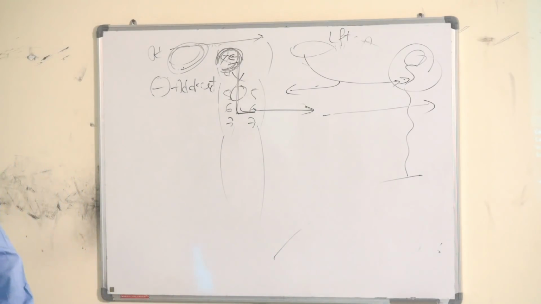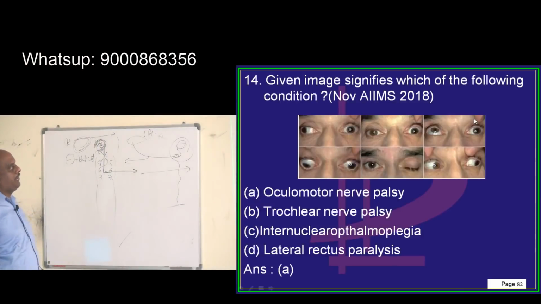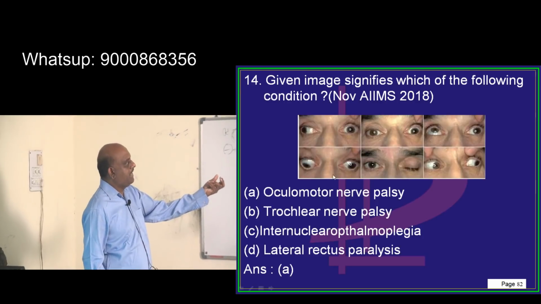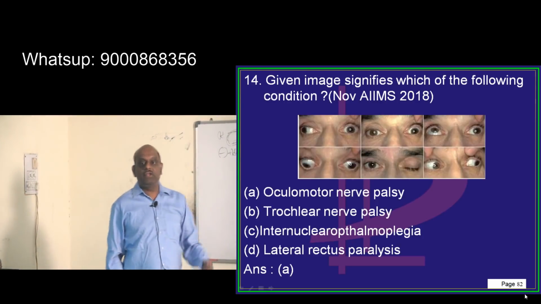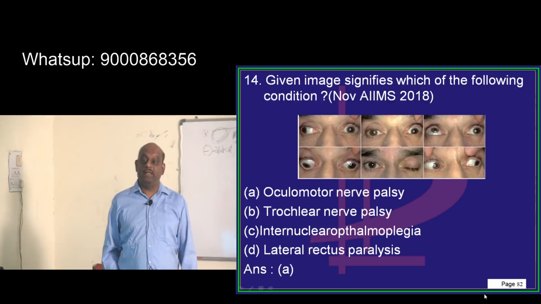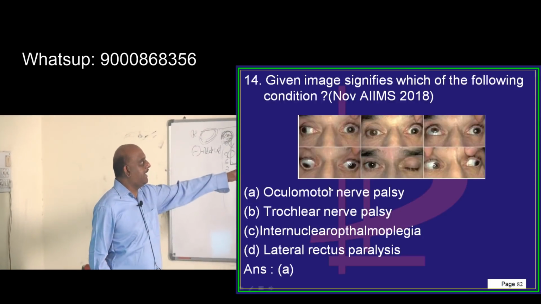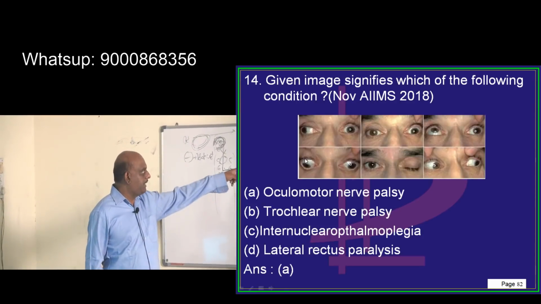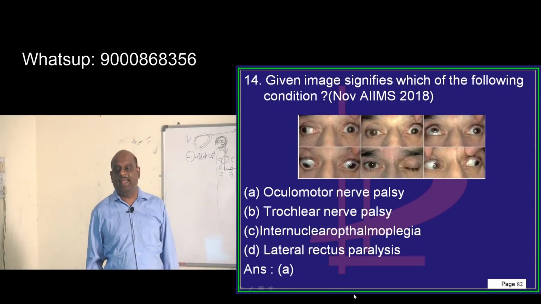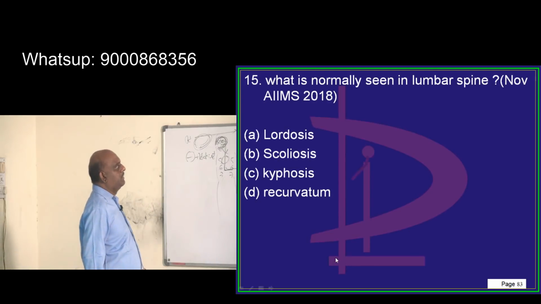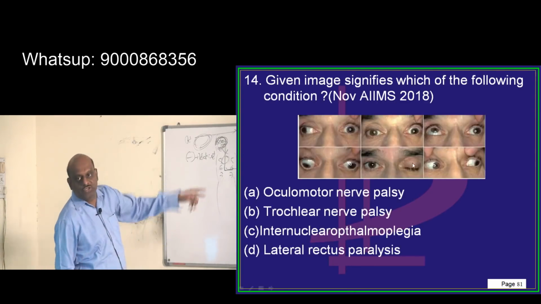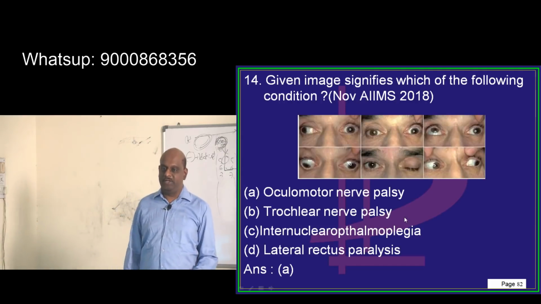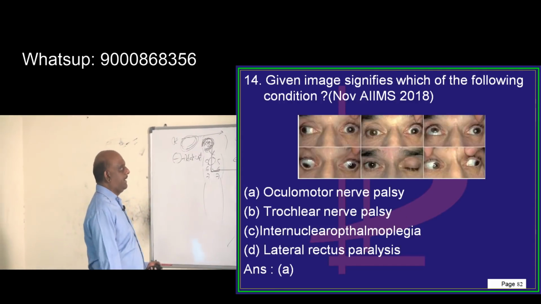So in one of the pictures that has been shown to you, when the person is trying to look towards his nose and trying to converge, the adduction lag is still there. So on this side, the adduction lag is still there. That's how you are able to differentiate. Another thing is, there is also a ptosis. Ptosis is not a feature of internuclear ophthalmoplegia. That's another way to recognize.